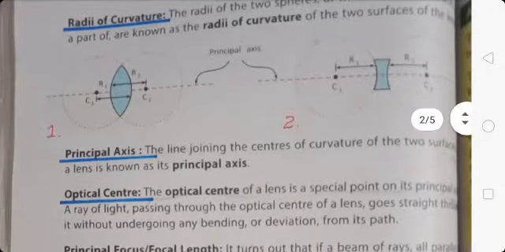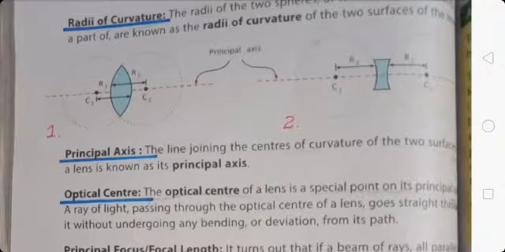Then principal axis, I have told you about the principal axis: the red line that you can see in the diagram here. So this is the principal axis, the line joining the centers of curvature of the two surfaces of a lens is known as its principal axis.